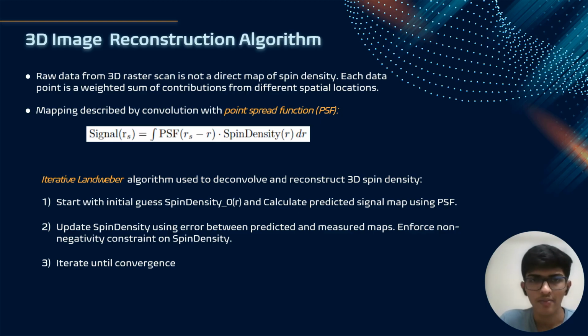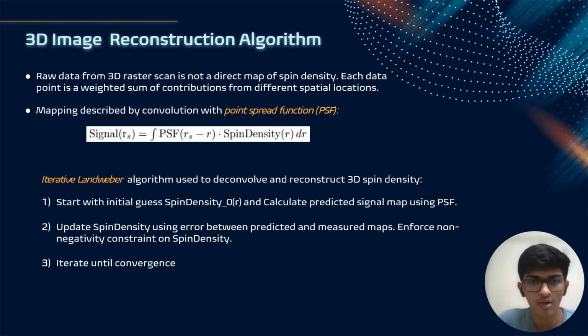So in MRFM, the raw data that we collect from the 3D raster scan doesn't directly represent the spin density of the sample. Instead, each data point is a combination of signals from various spatial locations. As I said, because of the point spread function, each spin emits some kind of signal which converges with the signal from other such spins, which is why we need to convert this raw data into a meaningful 3D image.